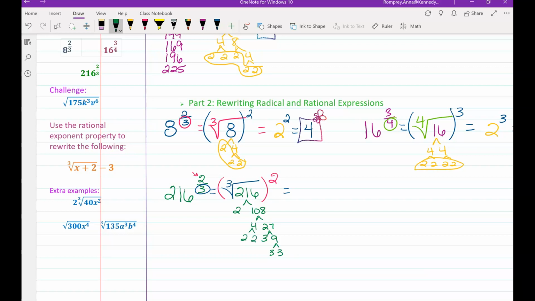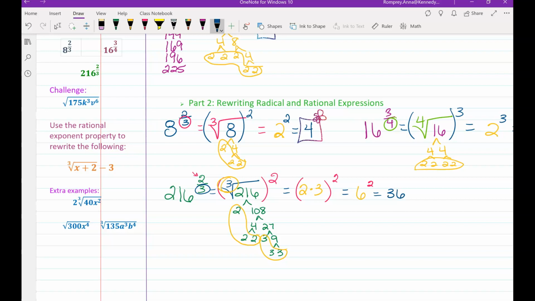Now remember, this is a cube root. So we are looking for groups of 3. Well, I have 2 groups of 3. I have a group of 2's and a group of 3's. So if I go to take them out, I have a group of 2's and a group of 3's. Okay, so that's going to stay inside our parentheses, and then we've got to square that. Well, what's 2 times 3? 6. And then 6 squared is 36.